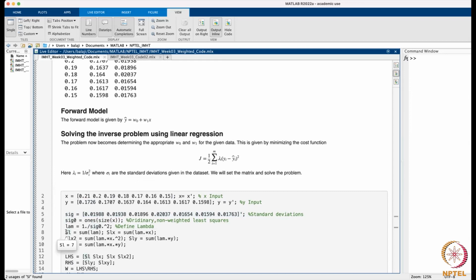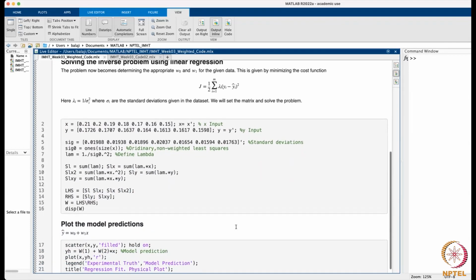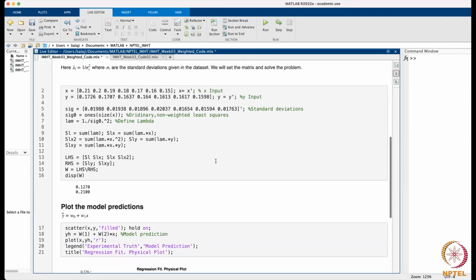And the formula remains the same as I had shown you last time. So you have sigma lambda, you can look up your notes, sigma lambda x, sigma lambda x square, and then sigma lambda y, sigma lambda xy. If you remember, the LHS was, which is shown here, sigma lambda x, a symmetric matrix with sigma lambda x square. On the right hand side, we had sigma lambda y and sigma lambda xy. And as usual, W is equal to the inverse of LHS times RHS. So I'm going to run this code just so that you can see the W's.